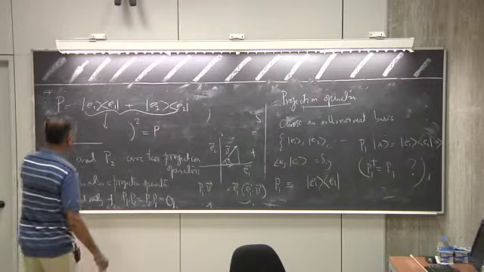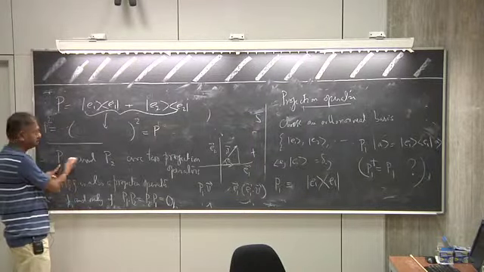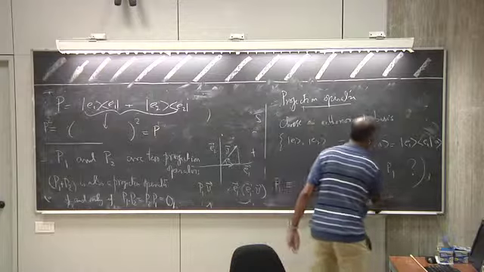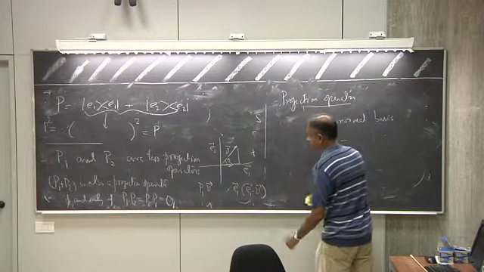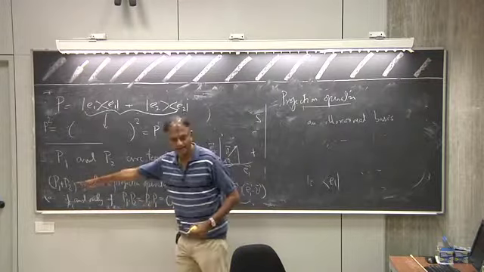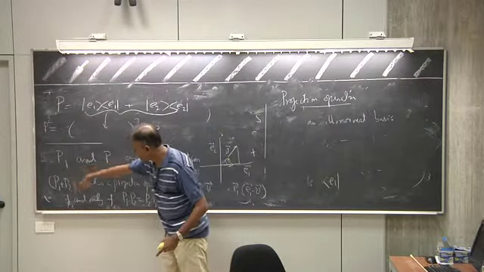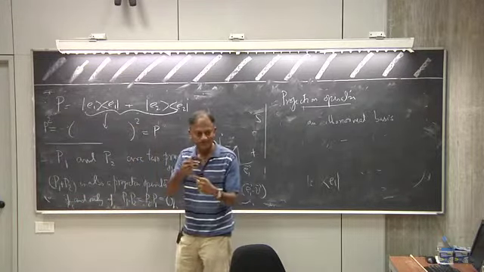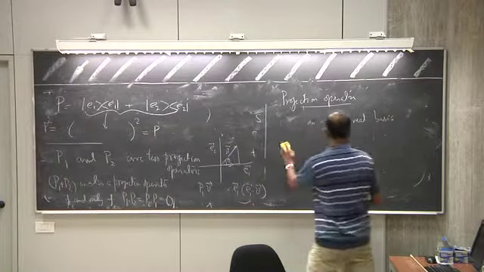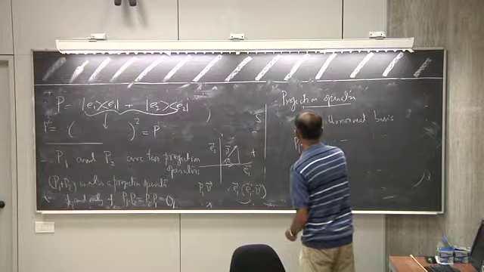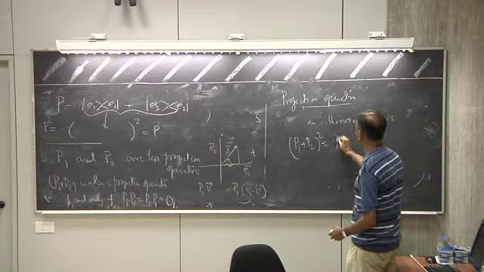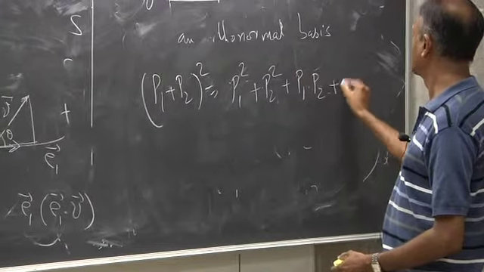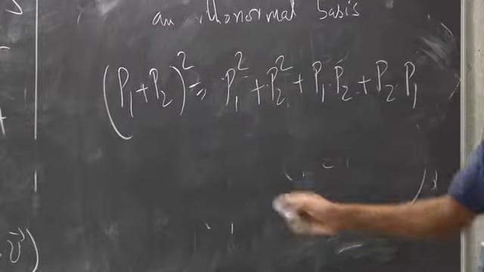So these are projection operators. By definition, P1 square is P1, and P2 square is P2. I will not give you the complete proof, but since it's if and only if, you have to prove both ways. So I will prove one way to you. Let's take P1 plus P2 square. By definition that's P1 square plus P2 square plus P1 times P2 plus P2 times P1. Just open up the bracket.